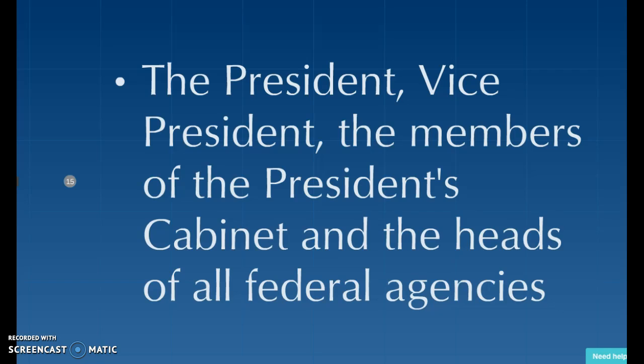running smoothly. The president, the vice president, and the members of the president's cabinet and the heads of all federal agencies. These are going to be the groups that really make up our executive branch. Okay, these are the people that are going to make up that executive branch.